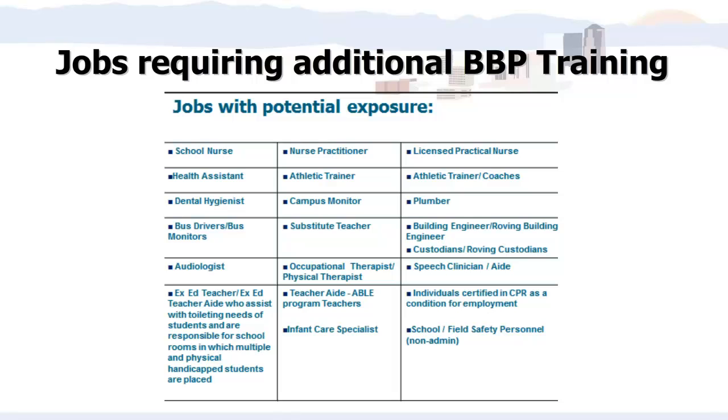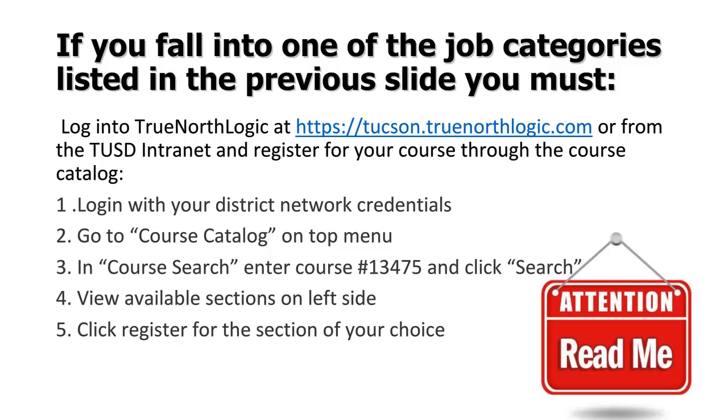If you are in any of these categories, you will need to call to schedule your bloodborne pathogen training at 225-6601. If you fall into one of the job categories just mentioned, you must log into True North Logic and schedule an initial face-to-face bloodborne pathogen training with the Risk Management Office.